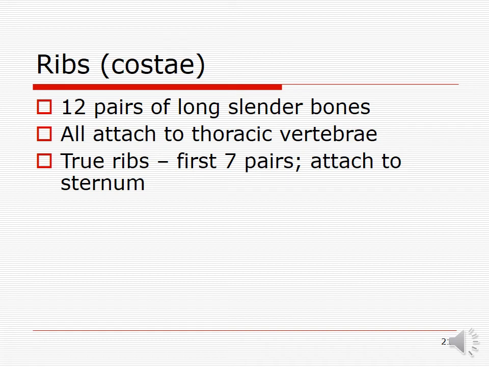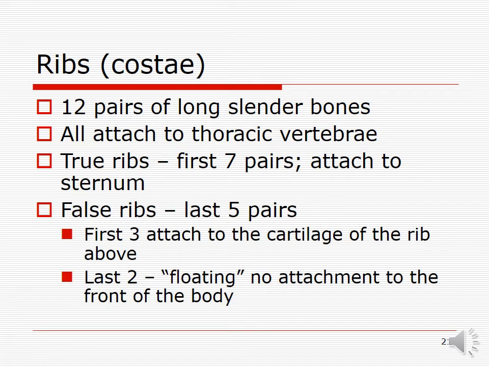So the next portion is the ribs, and ribs are really kind of cool. So we have 12 pairs of ribs. These are long, slender bones, and they're attached to the thoracic vertebra, and then they wrap around and form this cage, and that cage is going to protect our vital organs like the heart and the lungs. And of these ribs, the first 7 pairs actually attach right to the sternum. Now, the bone attaches to the sternum via cartilage, so it's going to wrap off of the vertebra and then attach to the sternum via some cartilage.